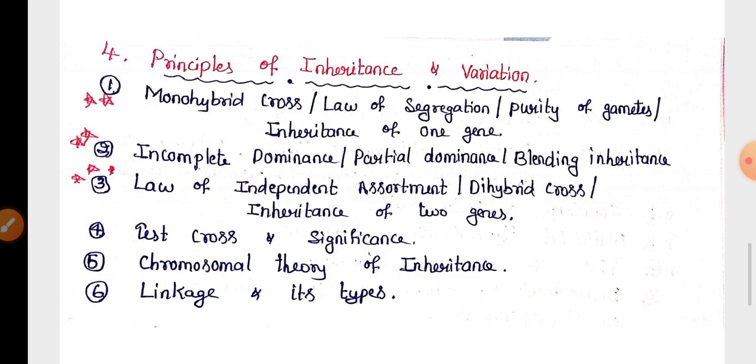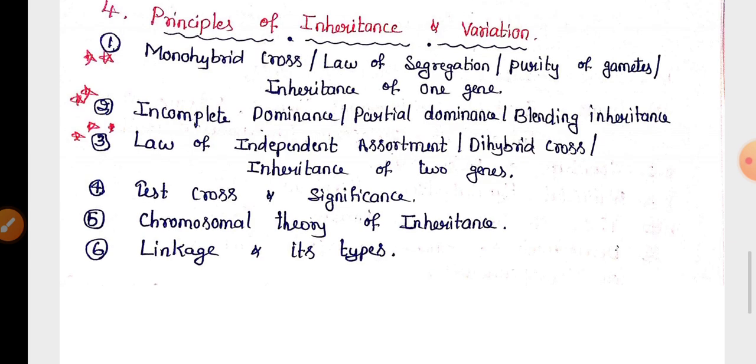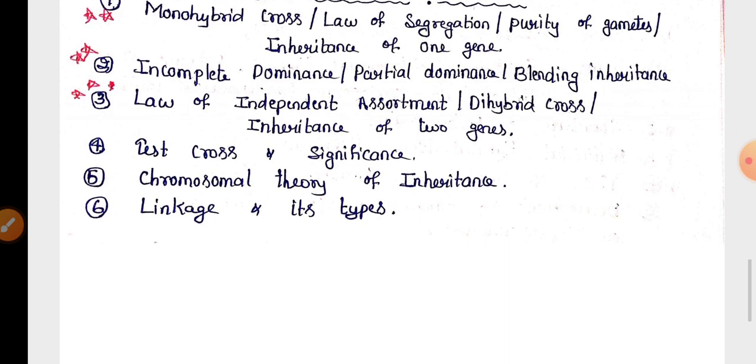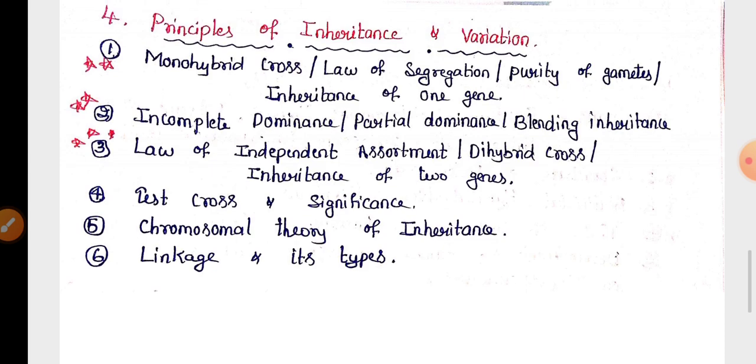Monohybrid cross, also called as law of segregation or purity of gamete or inheritance of one gene. Another 5 marks important question is incomplete dominance or partial dominance or blending inheritance. The third very important 5 marks question from this chapter is law of independent assortment or dihybrid cross or inheritance of 2 genes. Then for 2 marks, test cross and its significance they may ask.